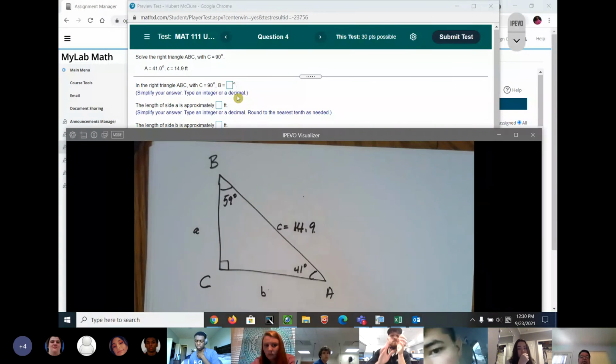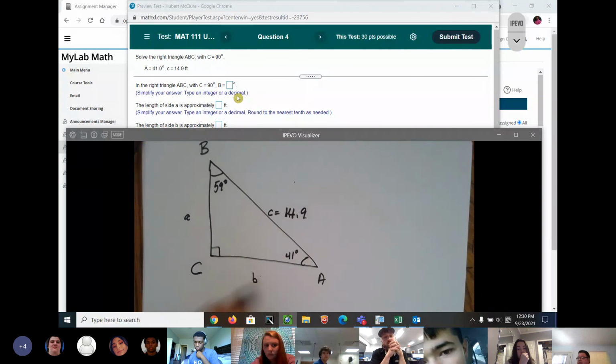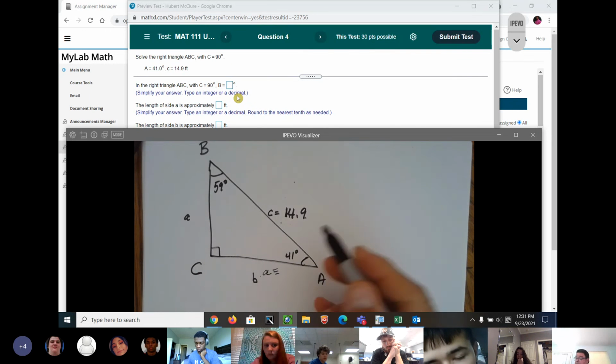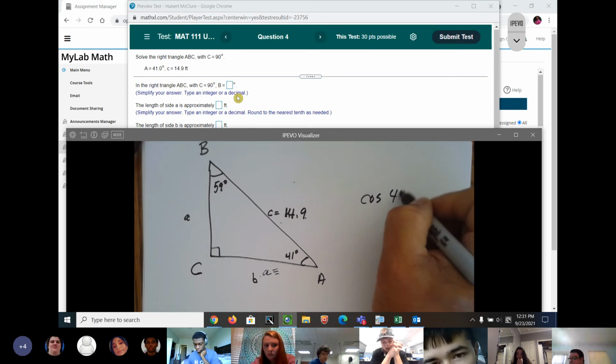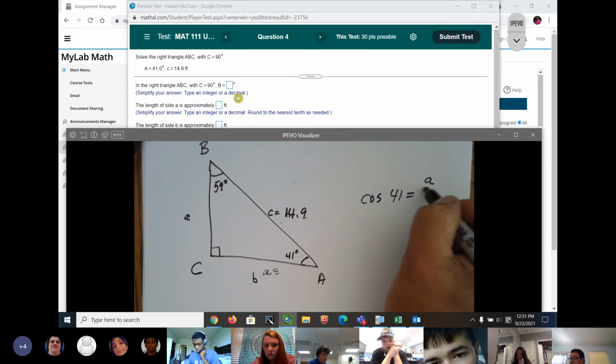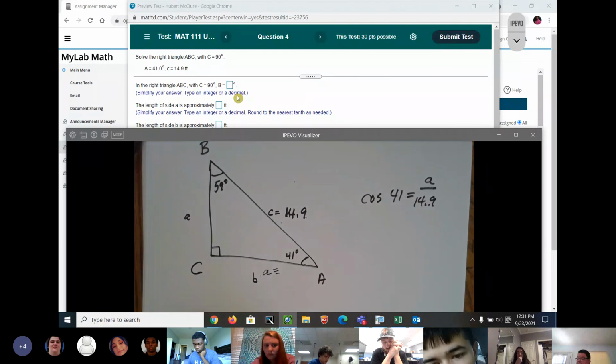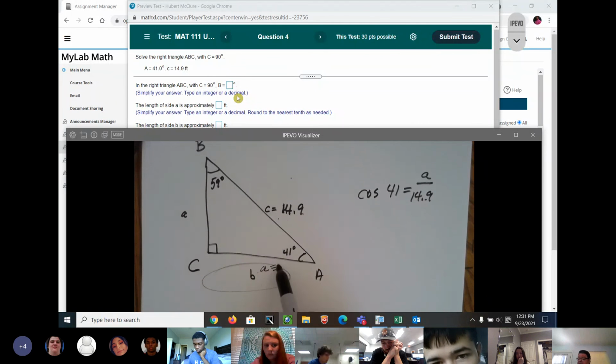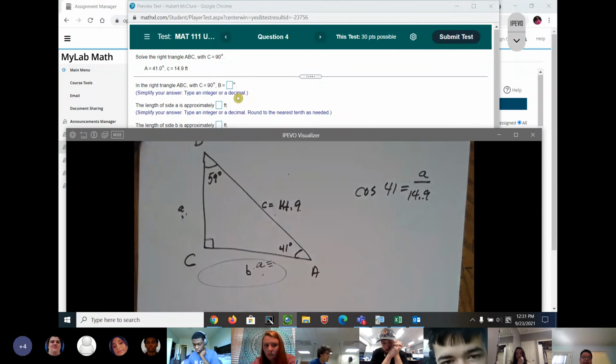14.9. So now you know we already did this today. So you ready to start? If you want 49, this is B. This is adjacent. Oscar had a hunk, so that would be the cosine of 41 is equal to A over 14.9. Multiply both of them, then that gives you the adjacent. And then once you have that and that, you can use the Pythagorean Theorem, knock yourself out.